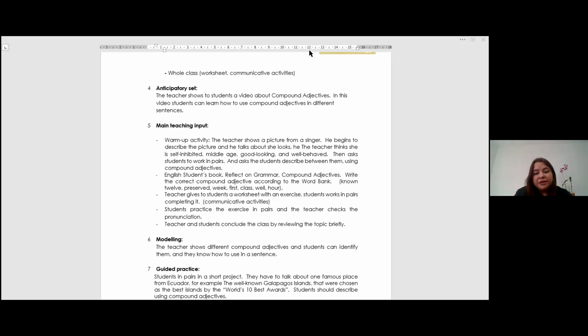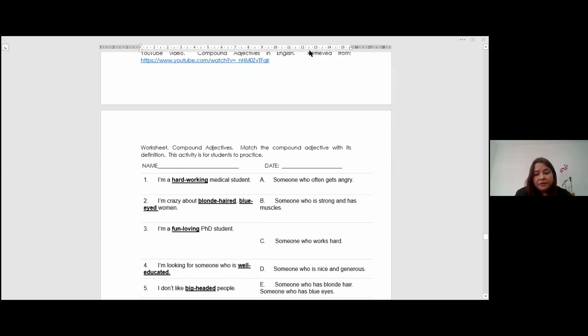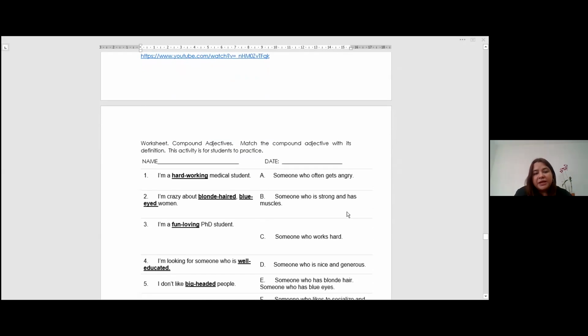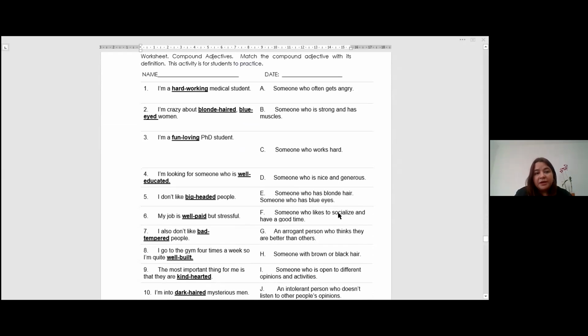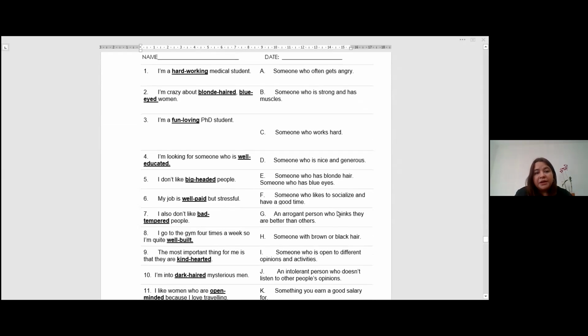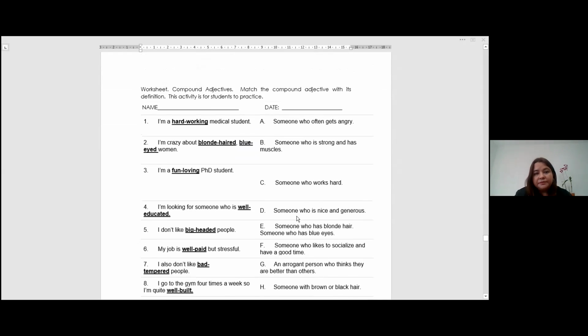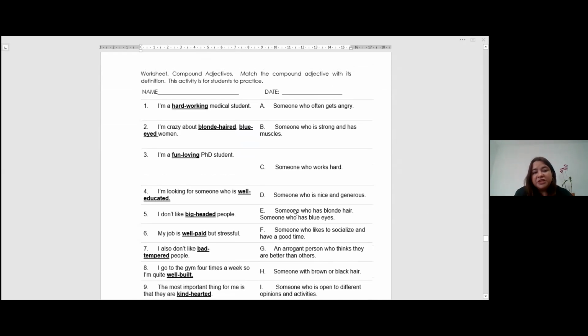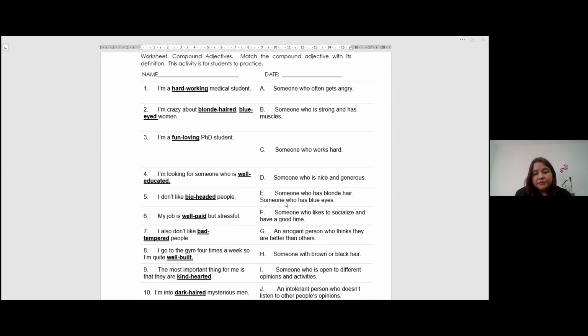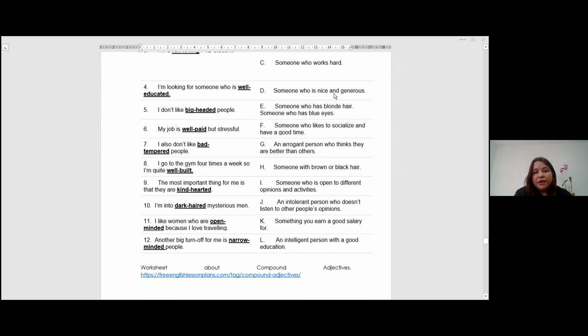Let me share the supplementary material. There we have the worksheet, compound adjectives. Match the compound adjective with its definition. This activity is for students to practice. For example, "I am a hardworking medical student," and they have to look on this side for the answer, the definition of hardworking. Okay, continue.